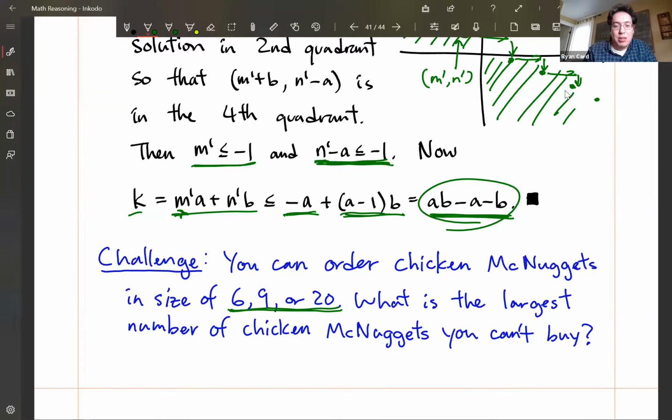So I'll leave that to you. The solution, the Frobenius number for this problem, is called the McNugget number. And it's surprisingly larger than you might first imagine.